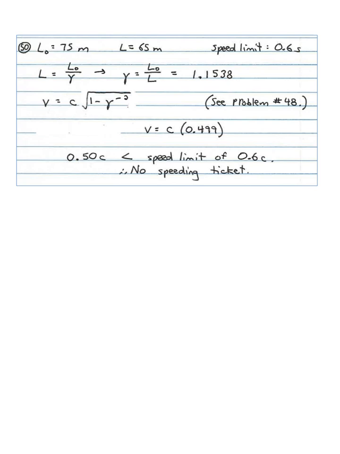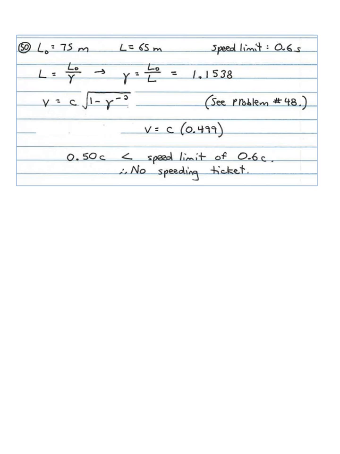Number 50, in the future, speeding tickets for spaceships will be issued based on the spaceship's measured length. This spaceship has a proper length of 75 meters. The posted speed limit is 0.6 c. Will the spaceship be ticketed if space police measure its length at 65 meters?